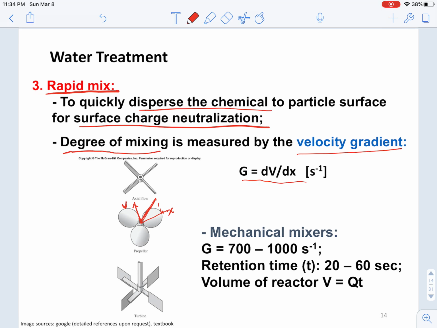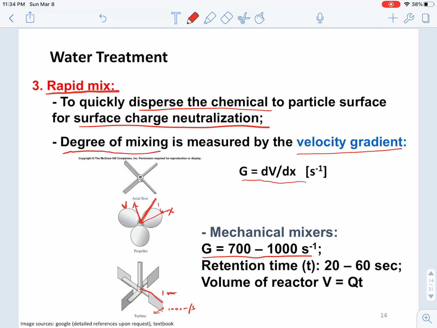For this rapid mixing process, they will achieve a velocity gradient of 700 to 1000 per second. What this means is that if we design a turbine that has a radius of 1 meter, then based on this calculation, you can see that at the edge of the turbine, the velocity is basically 1000 meters per second, right?